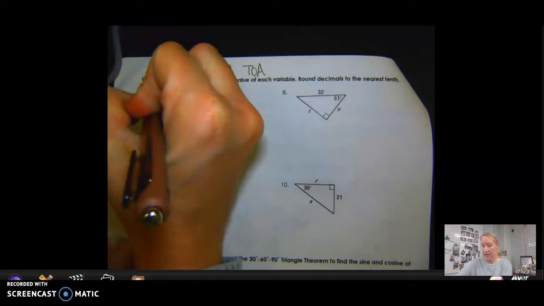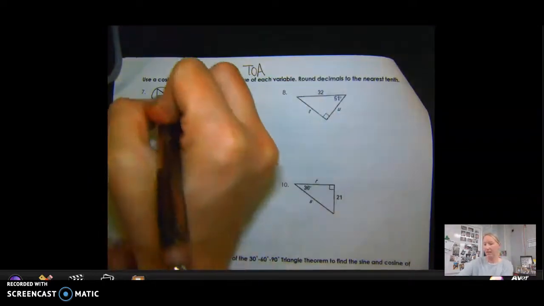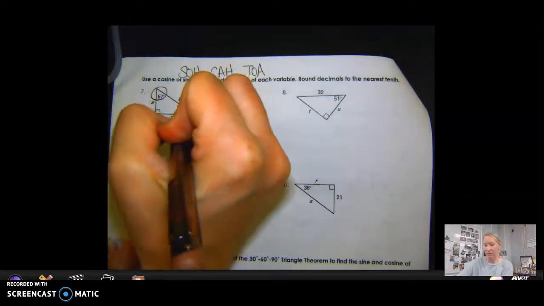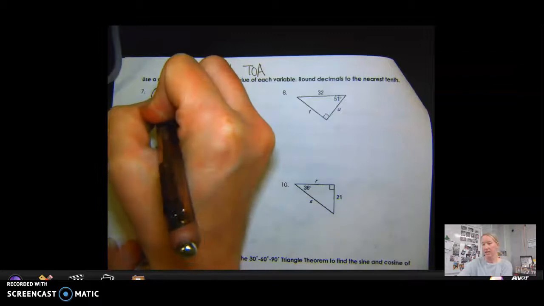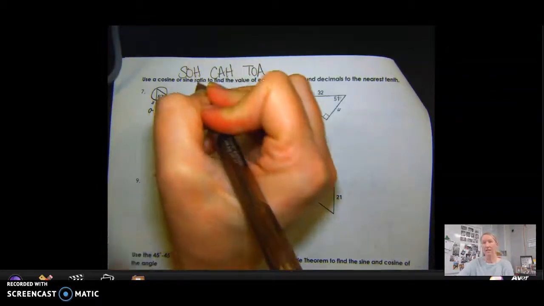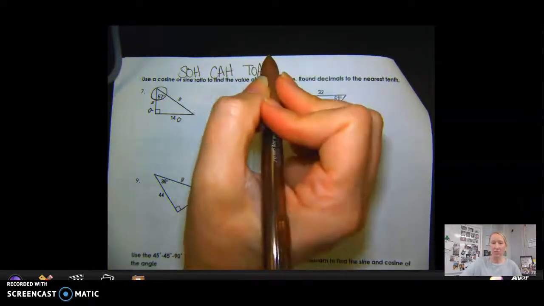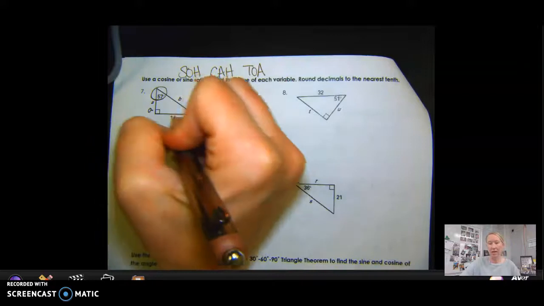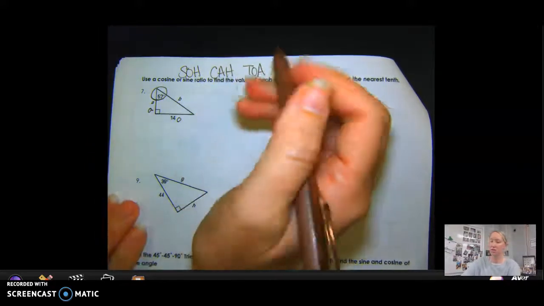All right, so here I have 57. We have to find A and B. In both situations, they've given us the opposite. We're going to start with A and find A first. So A is my adjacent. And we're going to use TOA in order to find this because that's O and A. So you use the letters to figure out which one of the trig ratios you're going to use.